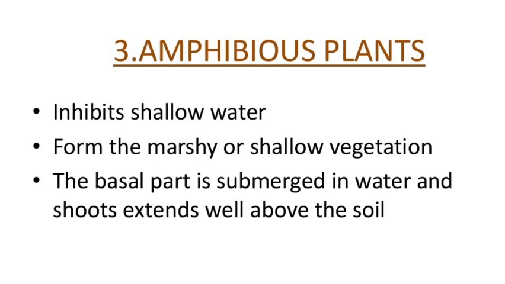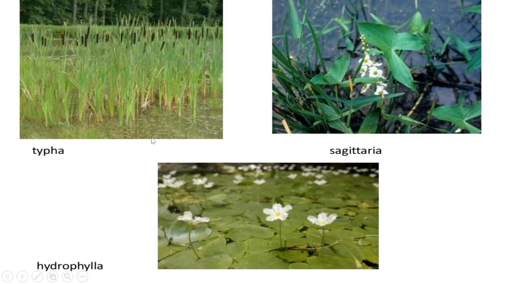Another group is nothing but the marginal or amphibious hydrophytes. These plants grow in shallow water, forming marshy or shallow vegetation. They require excess water and their shoots are exposed to the air. Roots are completely underwater and anchored to the soil. Example, Sagittaria, Ranunculus: shoots are partly in water and partly emerge above the water surface. Other examples are Typha angustata, Sagittaria, and Hydrophila. They show running stems, long elongated petioles, and flowers.